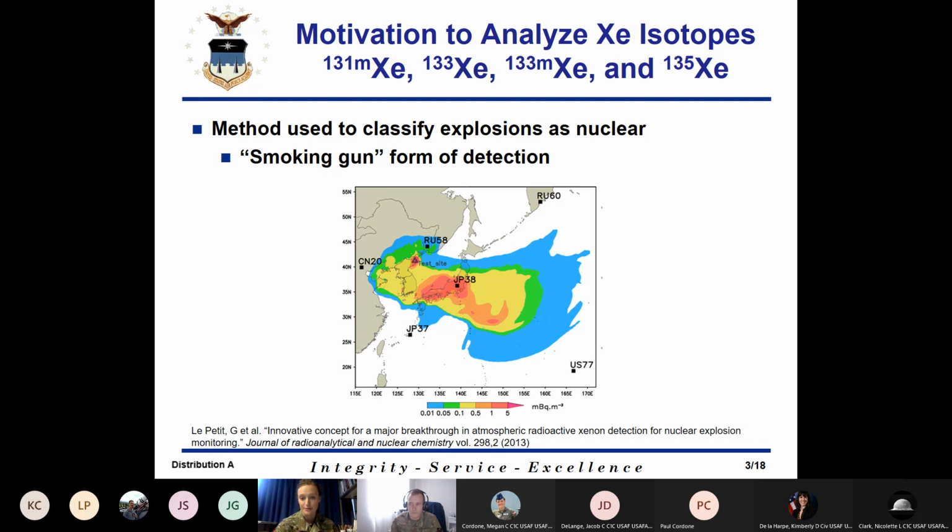And that picture you see there is a plume around Southeast Asia of how radionuclides travel, and that's used to detect underground nuclear detonations.